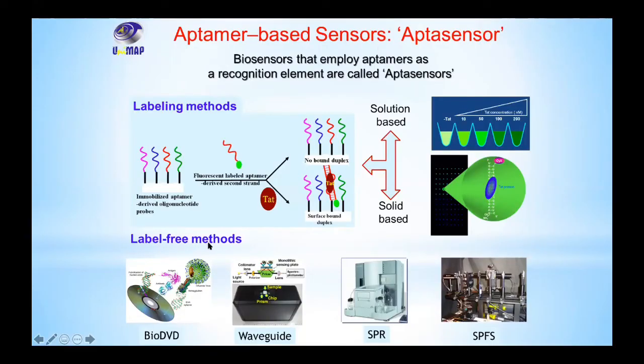For label-free methods, a few examples are based on SPR, QCM, as well as other techniques like conductometric or impedance, which can be used for aptamer sensor.